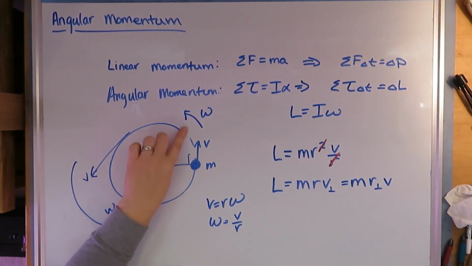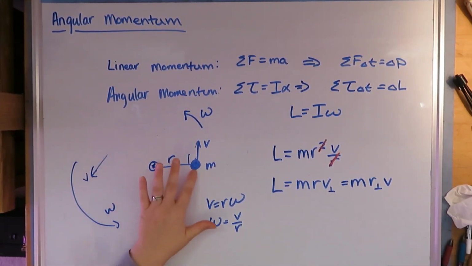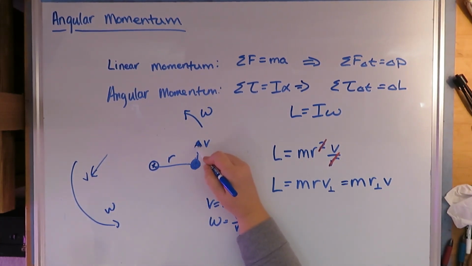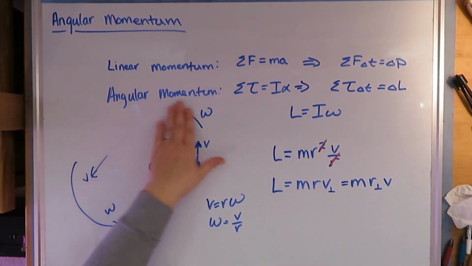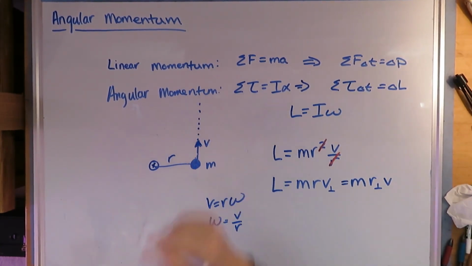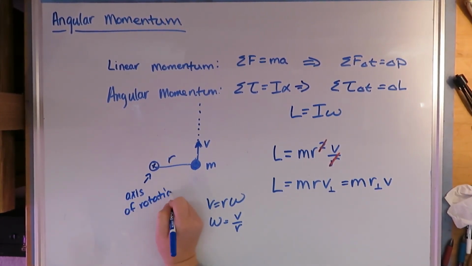But if I remove this circle and I just have this point mass right here moving with some m times v in a straight line, and there's no circle, there's no omega, there is no rotation, this guy is moving in a straight line, but I define this position as my axis of rotation. Even if there is no rotation, I have an angular momentum. So I can actually calculate the angular momentum of this.